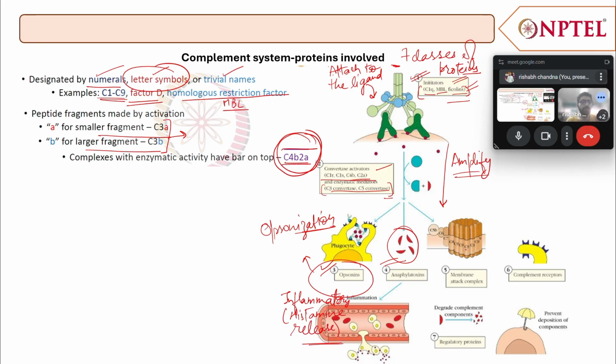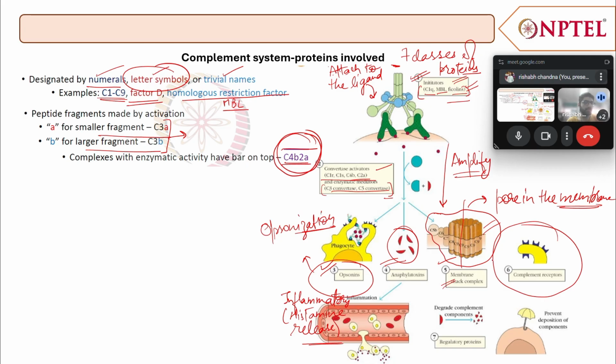Then we have the fifth class, the membrane attack complex. These proteins form a pore in the membrane. This class of proteins helps in forming the pore around the bacterial or any microbial membrane, so that they undergo osmotic disruption and lysis of their cells. This is the membrane attack complex.